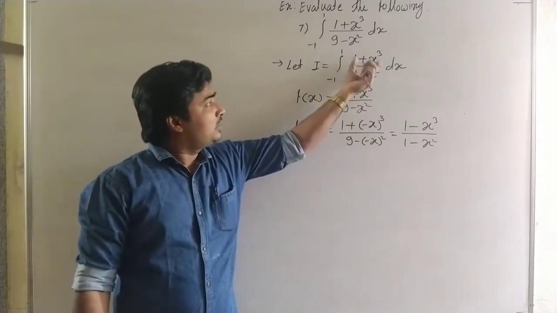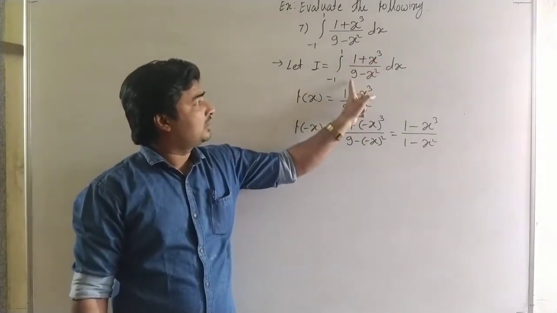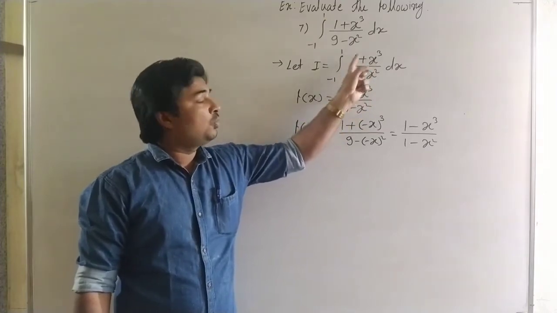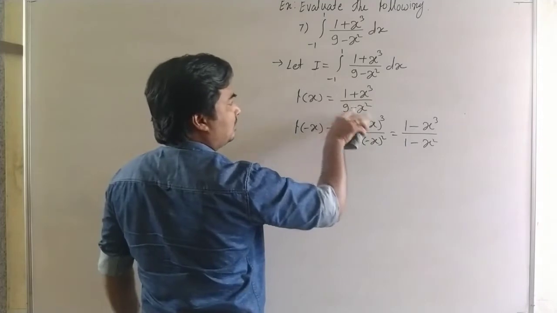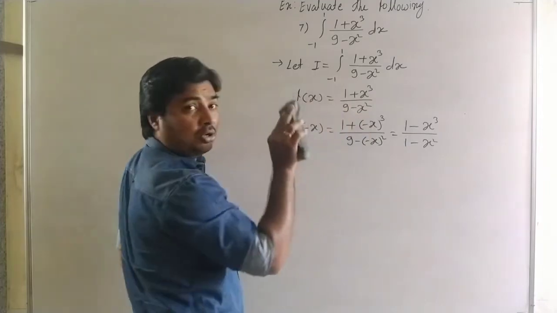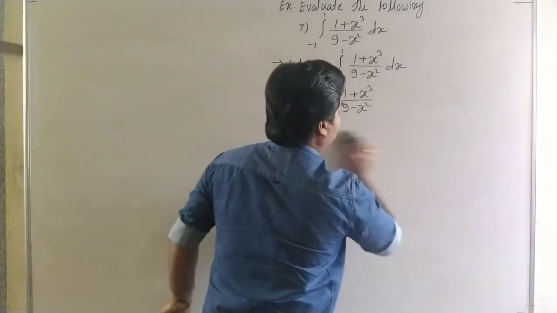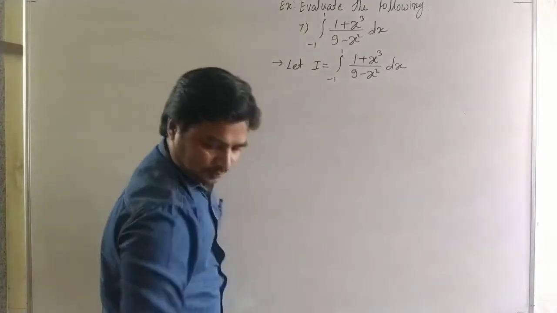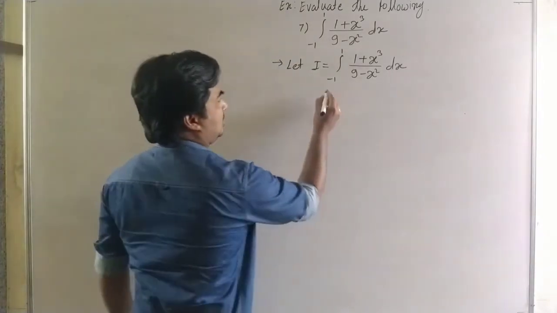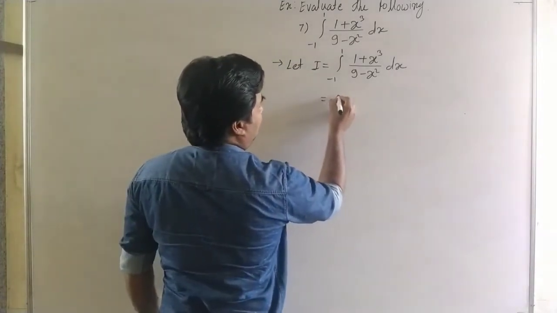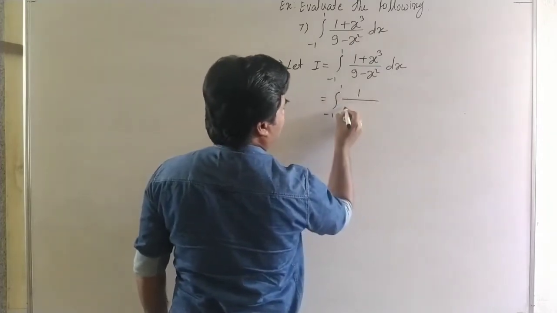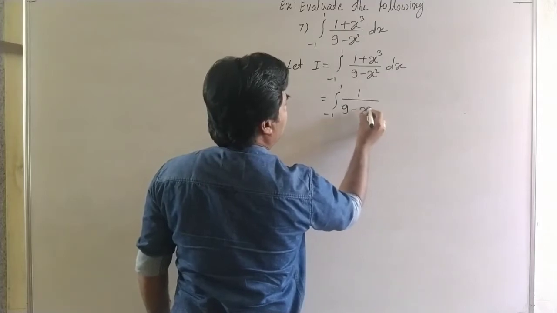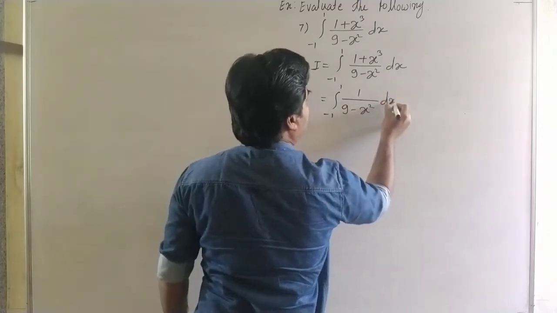So we can split this function in the form of two functions. Here the denominator is separate for the 1 and x cube. Directly, we cannot say this function is even or odd, so we can write this function in the form of two functions. Here, integral from minus 1 to 1 of 1 upon 9 minus x square dx.